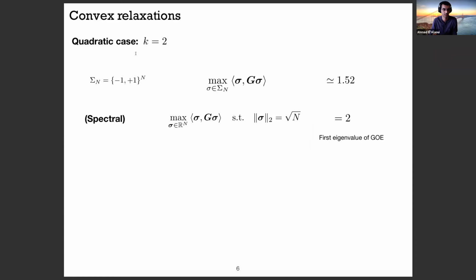Let me just restrict the discussion to the quadratic case, so I just have a Sherrington-Kirkpatrick model. This is the optimization problem that I'm trying to solve. And for reasons that will become clear, I'll just explain this.